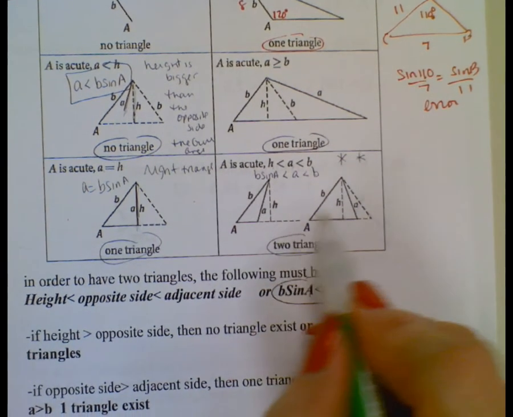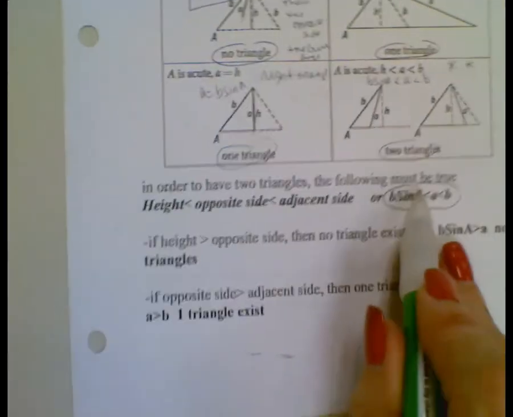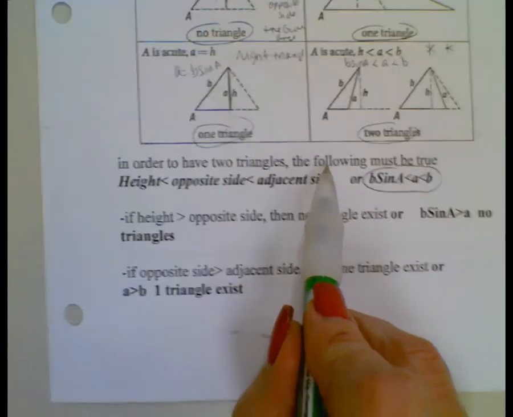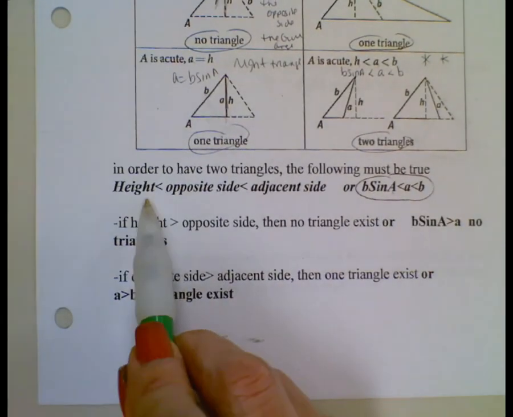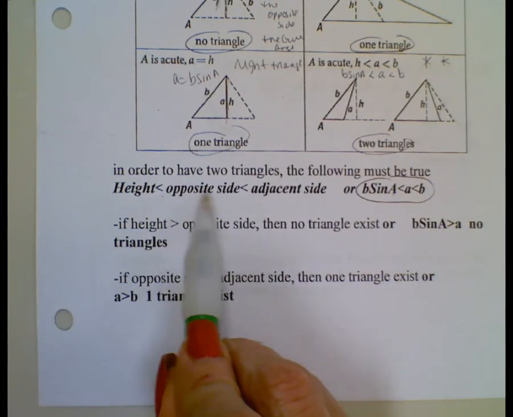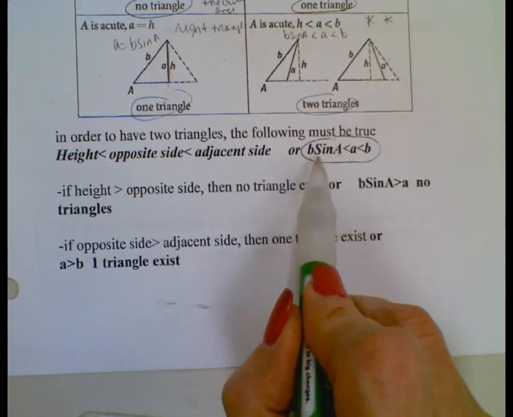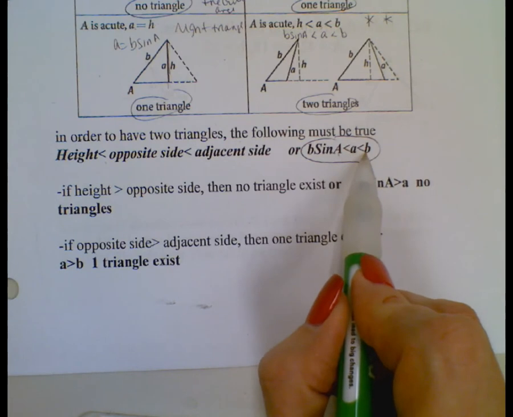So it kind of looks like this. Very hard to understand, but this right here is what it says in words. In order to have two triangles, the following must be true. Height must be less than the opposite side, which is less than the adjacent side. In other words, B sine A is less than A is less than B.